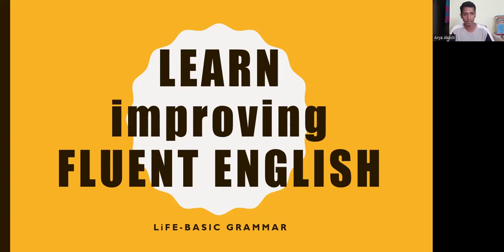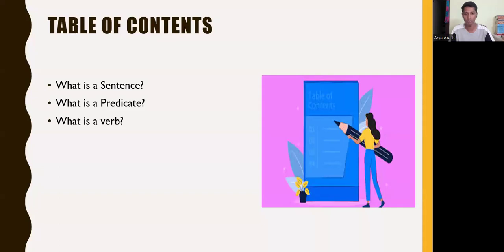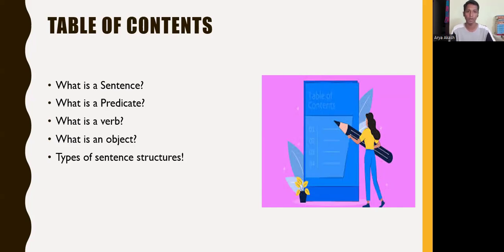So let's begin. What are we going to cover? Today we're going to cover what is a sentence, what is a predicate, what is a verb, what is an object, and types of structures. These are 5 things which we'll be covering. I'm again just reminding you, our focus is not to master grammar. We are just using grammar to understand how we can form or use correct English. So don't give more attention to grammar terminologies.